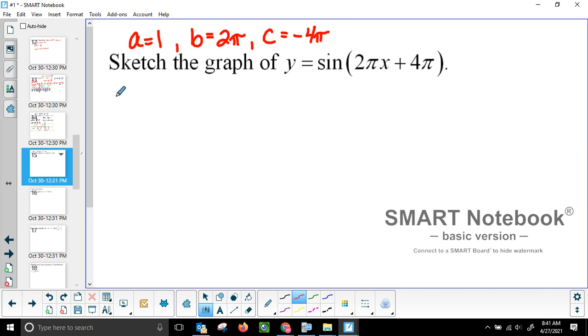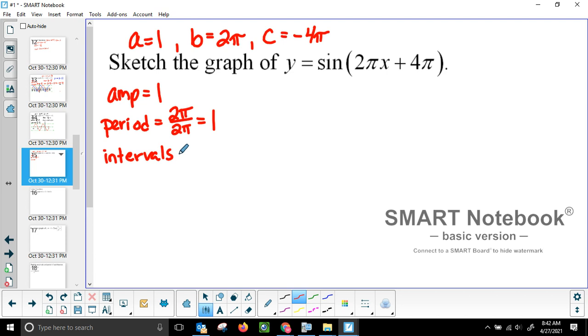So we go ahead and find all of our information here. Our amplitude, absolute value of A, which is 1. Our period, which is 2 pi over B. So 2 pi over 2 pi, which is 1. Our intervals, well, we just take our period and divide it by 4. So in this case, 1/4.